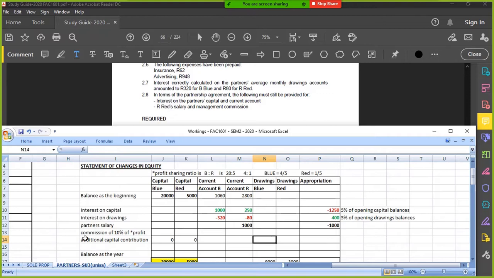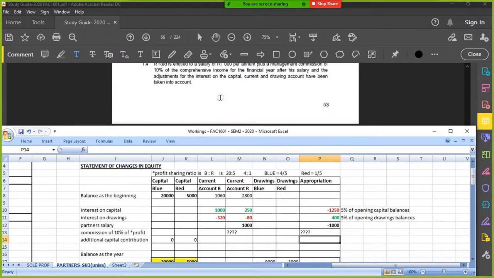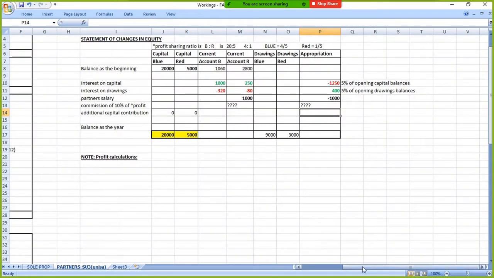Before we can work out the commission, remember the commission was for who? It was for red. We need to put a question mark here. Let me double check that. It was for red, hey? Yeah, red, 10% of salary. Yes, it was for red. The salary for red we've got. Yes. Great. I'm going to make this bigger.